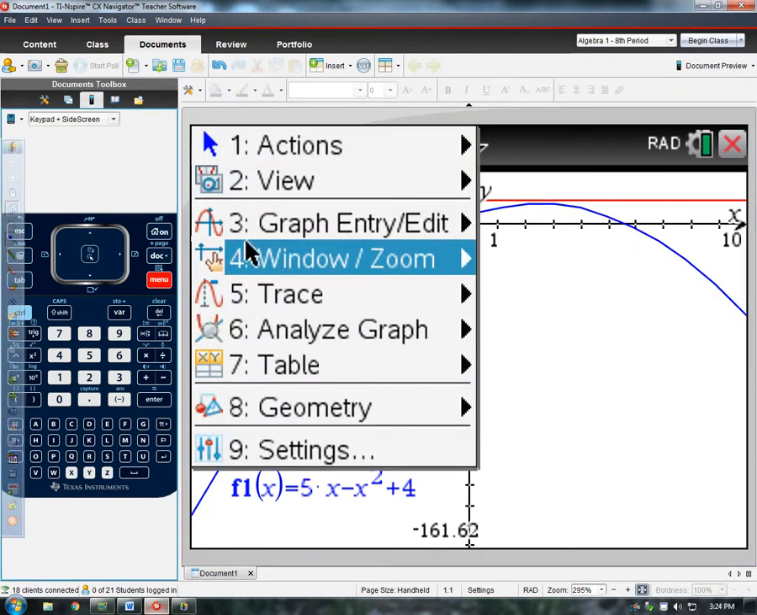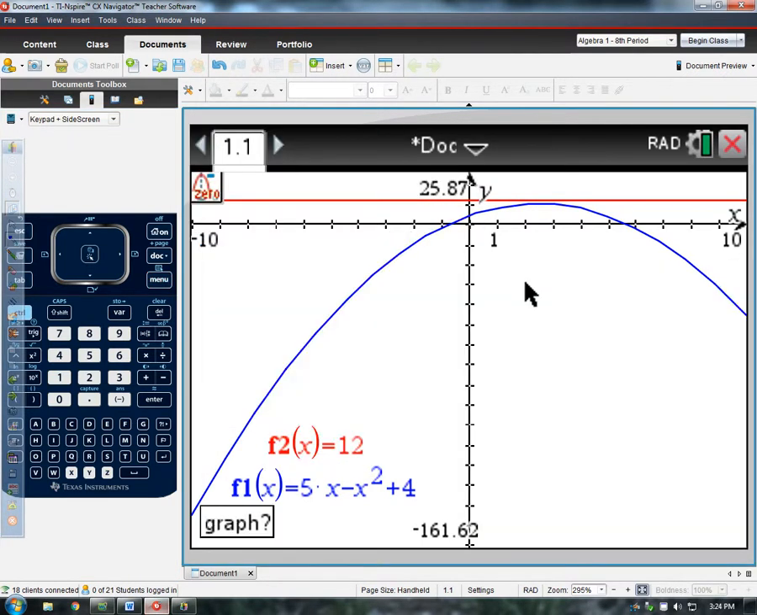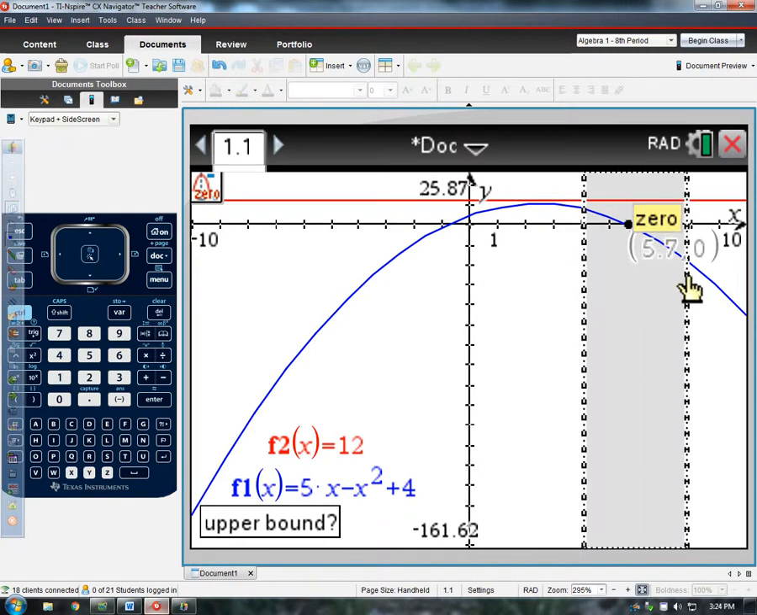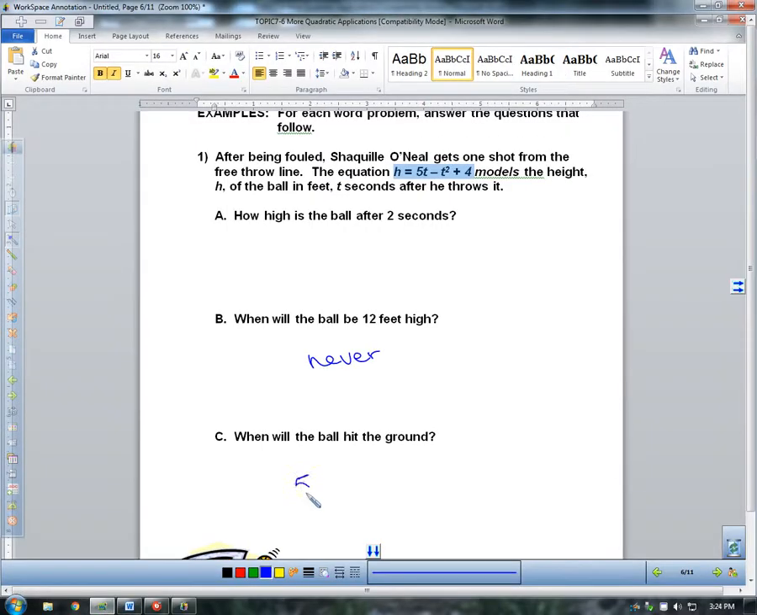So I'm actually going to have to go to Analyze Graph, go to 0. Now it's got graph question mark. It wants to know which graph I need a 0 of, so I want the blue one. I'm going to be on the left side of it and the right side of it, and it tells me at 5.7 seconds I hit the ground. So at 5.7 seconds we hit the ground. Okay? And I believe that is all of that question.